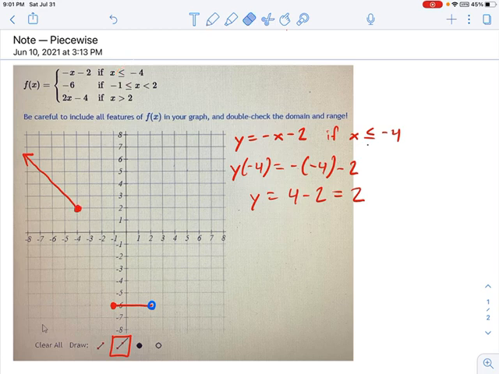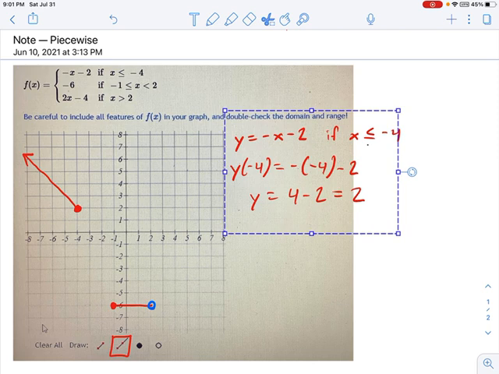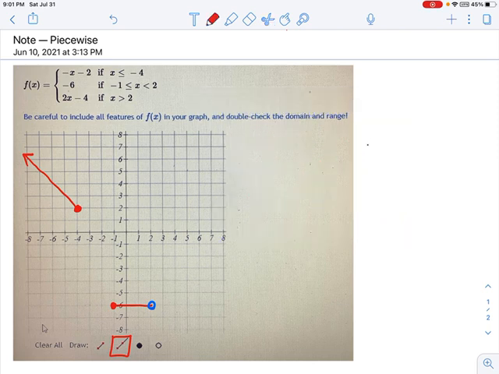Okay, now last part. Got one more equation to fill in and then we're done with this. Well, then we can talk about the domain and range, which we haven't mentioned yet. So if x is greater than 2, y equals 2x minus 4. So y equals 2x minus 4.